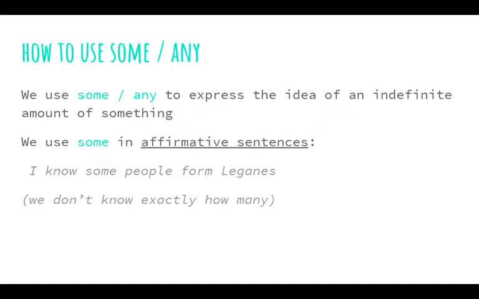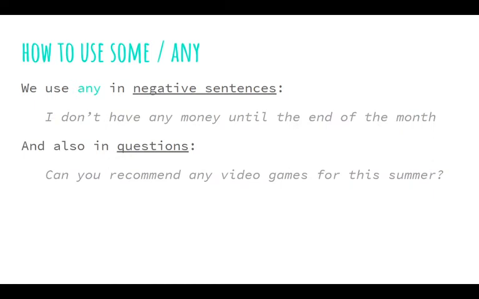Let's start with some and any, that are probably the most common. We use some or any to express an idea of an indefinite amount of something. In affirmative sentences, we use some. For example, I know some people from Leganés, so we don't know exactly how many. Some, it can be 2, it can be 5, it can be 10, or it can be 100, all right? But if we want to use it in a negative sentence or in a question, we have to use any. I don't have any money until the end of the month, okay? Or can you recommend any video games for this summer?